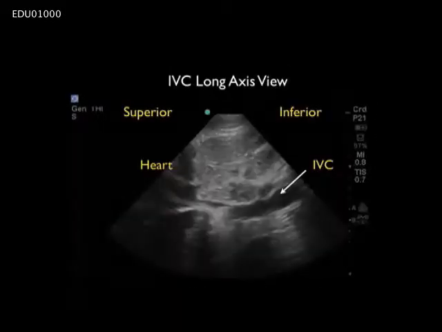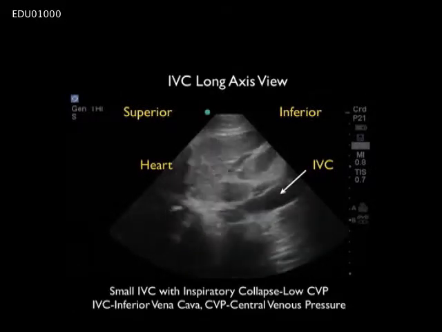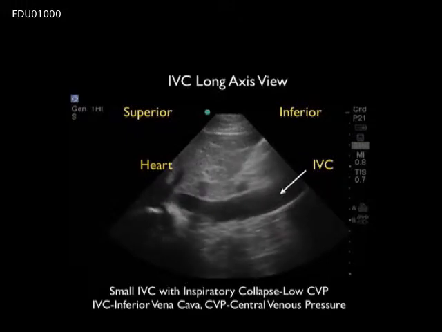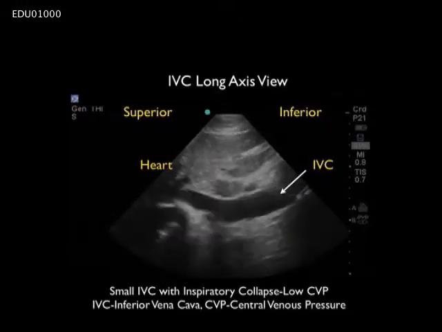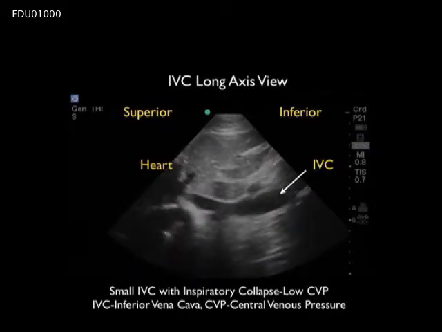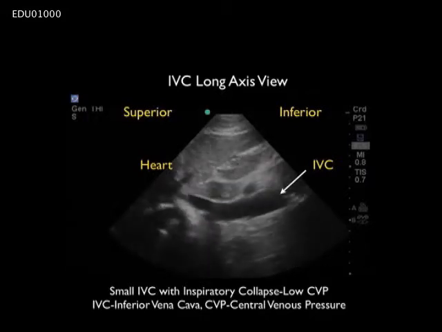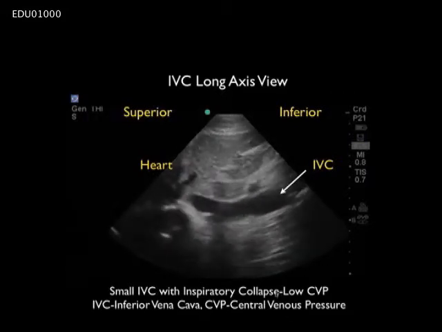Now we'll swivel the probe to a long axis configuration with the probe marker up towards the ceiling and the probe aligned in an up and down configuration across the patient's abdomen. Superior to the left, inferior to the right, we see the IVC as a tubular structure. Now, noting the inspiratory changes of the IVC, we can see that the walls almost completely collapse during inspiration.